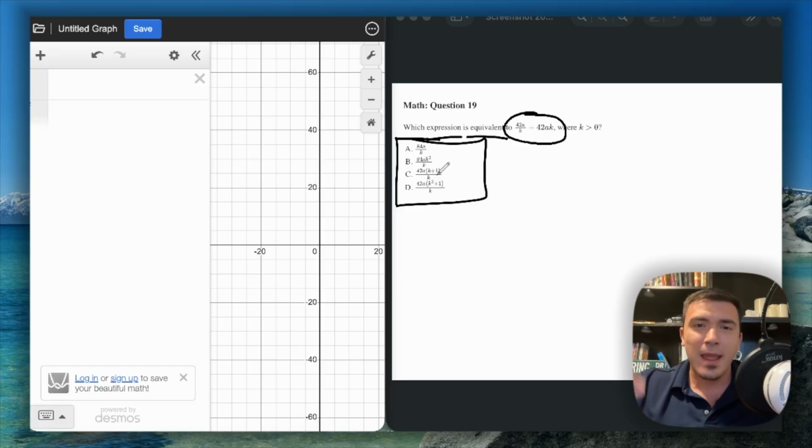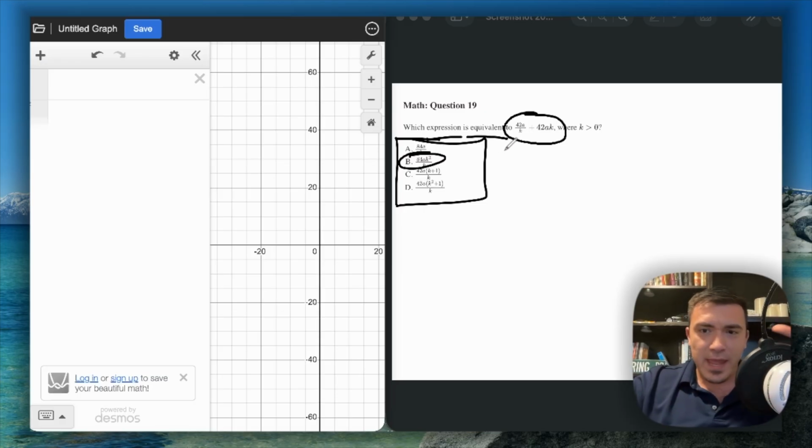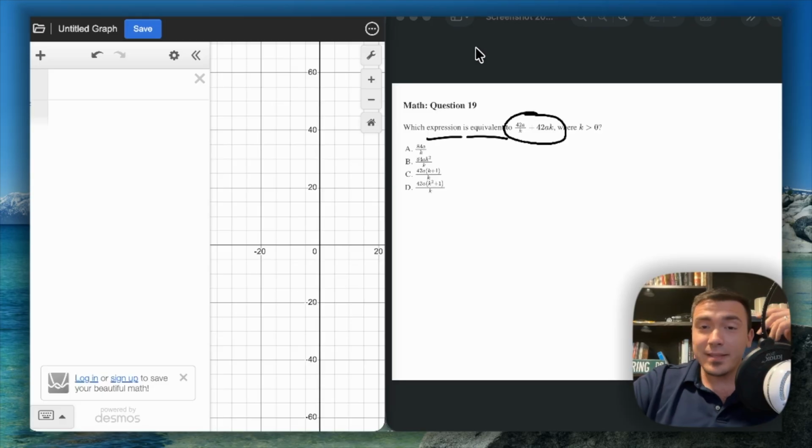Well, if I think about it, whichever one is equivalent, let's just say it's b that's equivalent. If b is the equivalent one, then for any value of a and for any value of k, they should be coming out to the same number, right? Because they're the same expression. Well, luckily with the power of Desmos, I can test it out for pretty much any value of a and any value of k that I want.